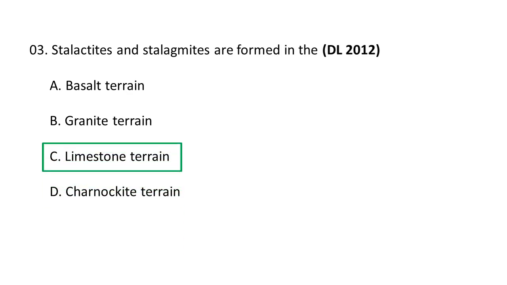Limestone terrain. Stalactites and stalagmites form when water drips through limestone rocks and dissolves the calcite in it, and the water picks up the carbon dioxide from the air and organic matter, which reacts with the water to form carbonic acid. This acid dissolves the calcite, which is then carried into the water as calcium carbonate, and when the water drips into the cave, it releases the carbon dioxide and the calcium comes out of the solution, forming calcite again. So stalactites and stalagmites are formed in the limestone terrain. C is the correct option.